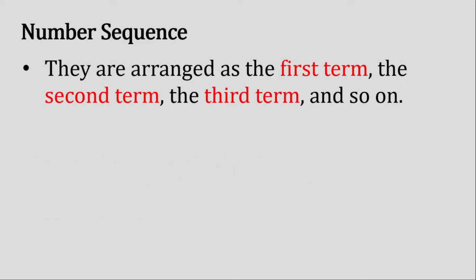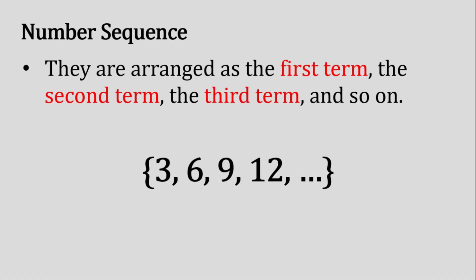They are arranged as the first term, the second term, and the third term, and so on. In this case, we can say that 3 is the first term, 6 is the second term, 9 is the third term, 12 is the fourth term, and so on.